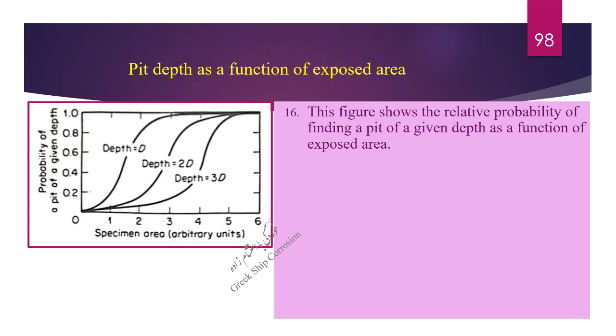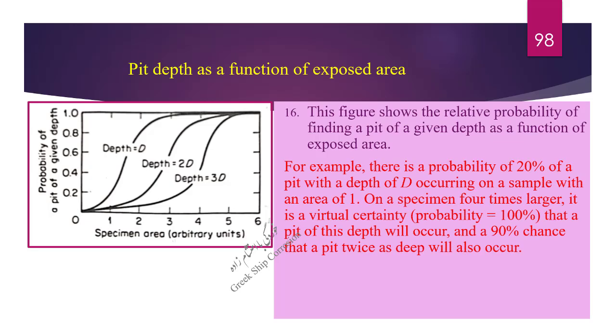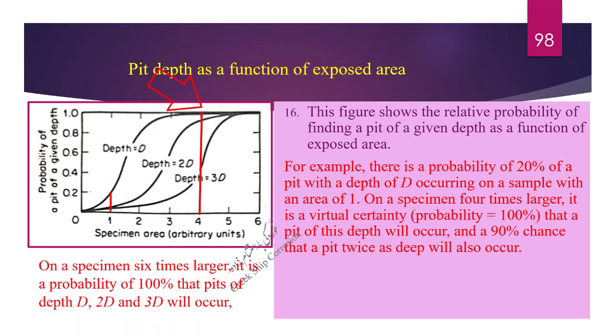This figure shows the relative probability of finding a pit of a given depth as a function of exposed area. For example, there is a probability of 20% of a pit with a depth of d occurring on a sample with an area of 1. On a specimen 4 times larger, it is a virtual certainty, probability equals 100%, that a pit of this depth will occur, and a 90% chance that a pit twice as deep will also occur.